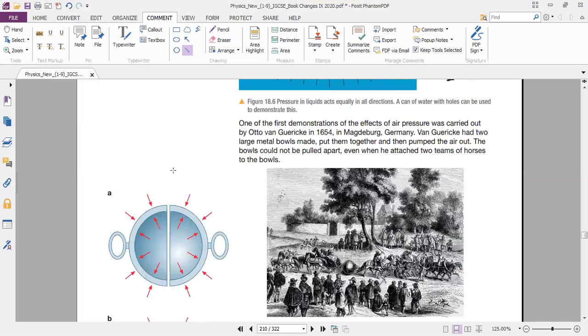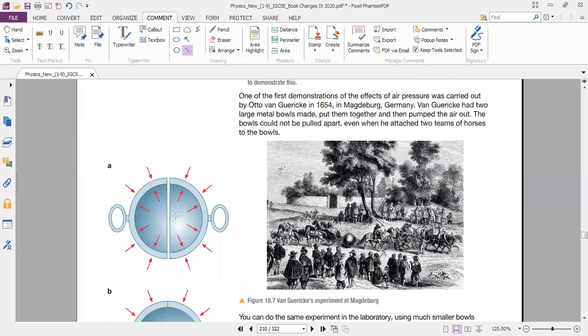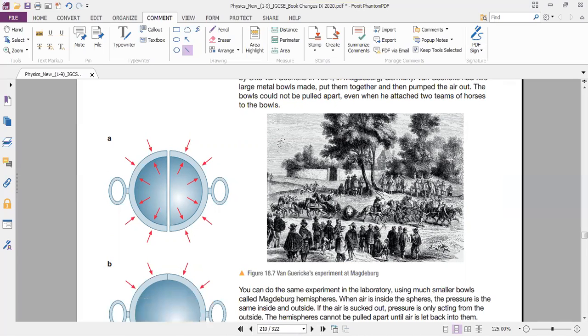Then there is a demonstration. The demonstration was done by the great scientist Von Guericke in Germany in 1654. The experiment was actually done with large metal balls. What he did, he pumped out all the gases from inside the ball, and he joined the ball. Look at this ball.